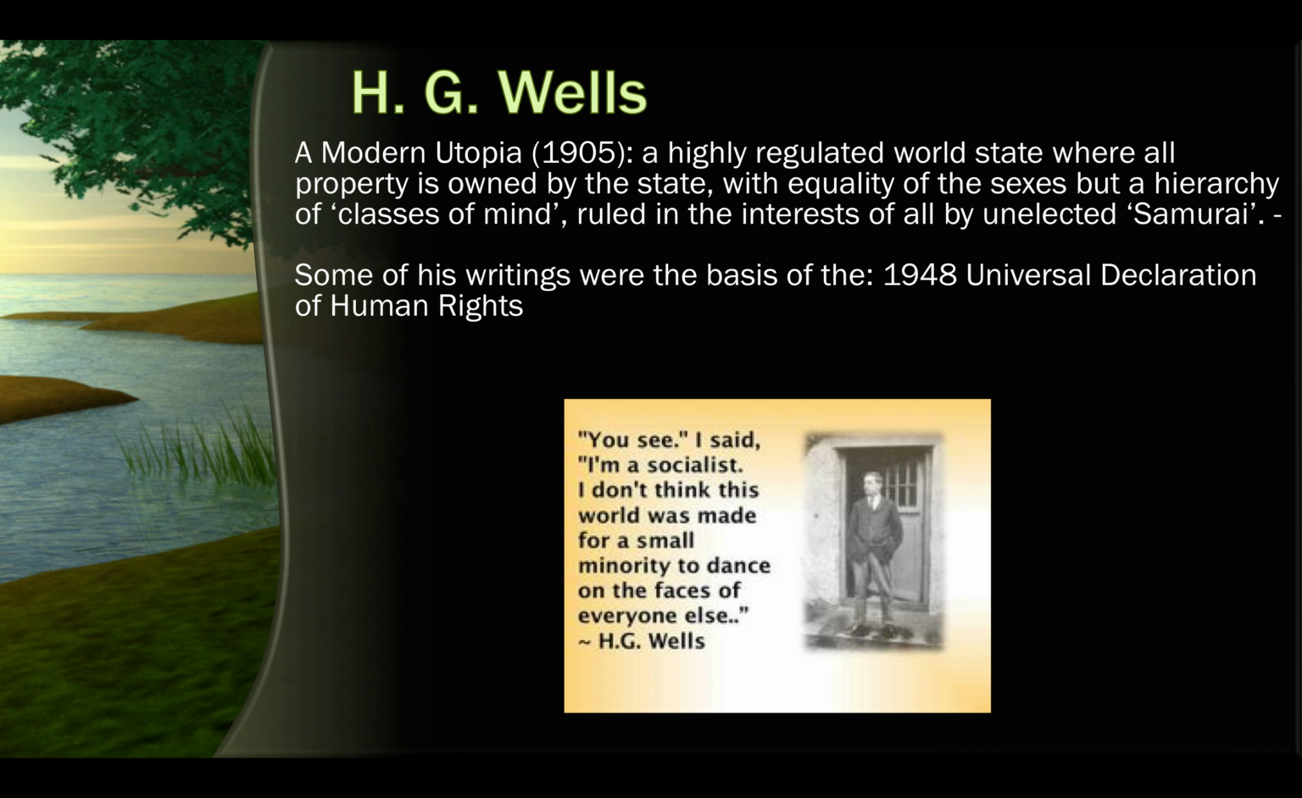He also was obsessed with the idea of utopia. Utopia is a highly regulated world state where all property is owned by the state with equality of the sexes. This is specific to his book, A Modern Utopia. We'll talk about utopia more broadly in a few moments. So in this book, though, there's a hierarchy of classes of the mind ruled in interest by unelected samurai.